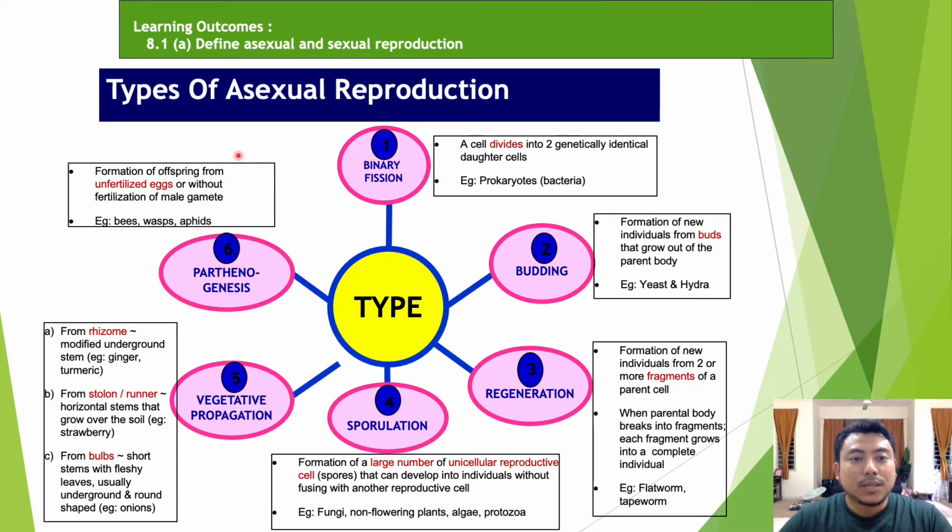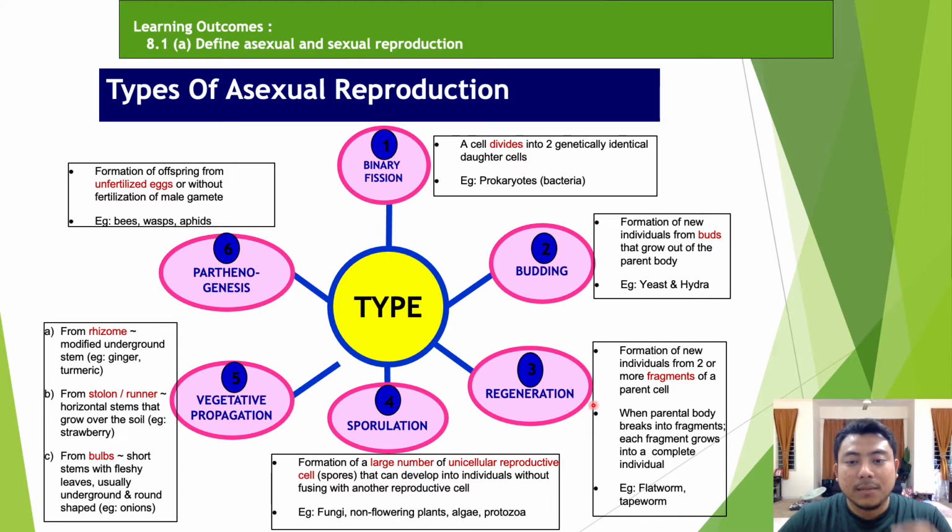So types of asexual reproduction, there are many of them. We can start with binary fission. What is binary fission? It is just as simple as a cell dividing into two genetically identical daughter cells. The second one is budding. Budding means it forms a bud, then dia akan pinch off dan dia akan terpisah. Contohnya seperti yeast, hydra.